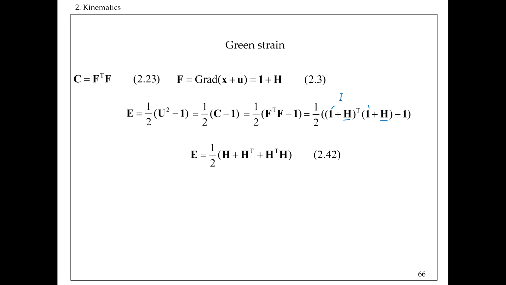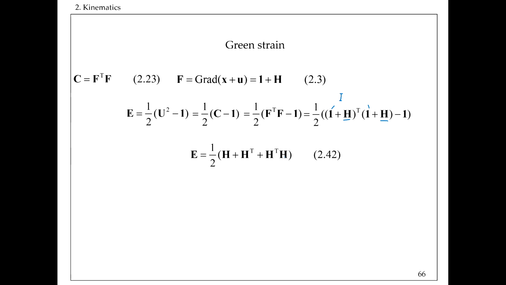And so we can say now that our Green strain tensor can be expressed in terms of the displacement gradients in this simple way. So we have h plus h transpose plus h transpose h.